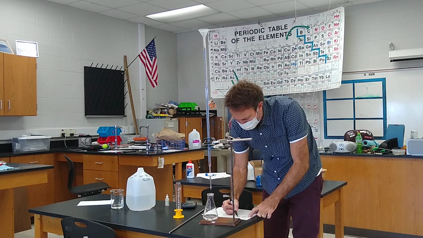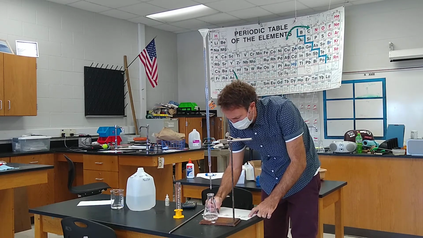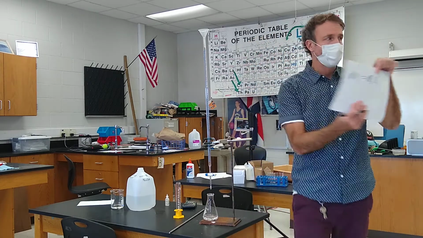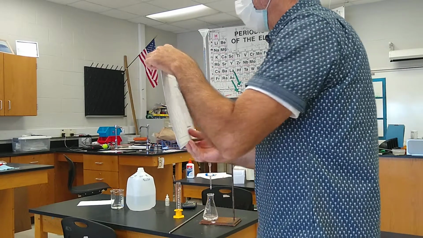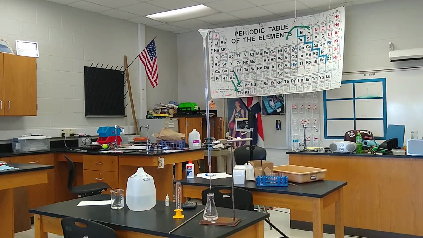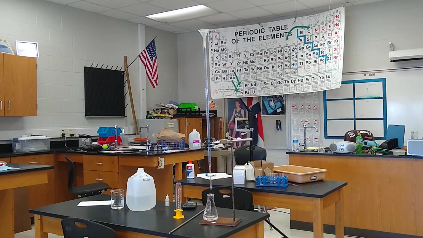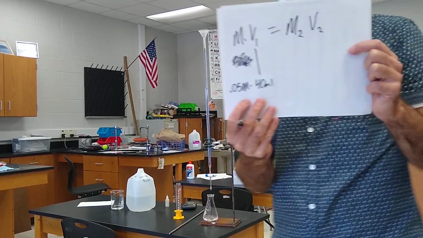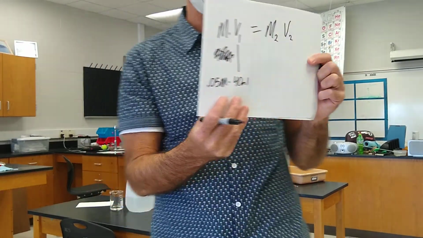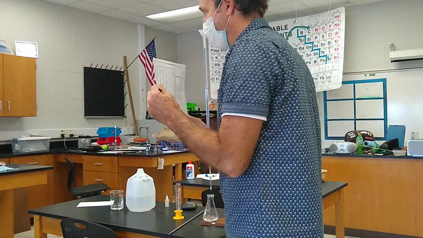M1V1 equals M2V2. All right? Here, everybody see this? People at home, you see this? Right? So for the sodium hydroxide, we have 40 milliliters, and the molarity is 0.05 molar. Okay? So we have 2 of our 4 variables already. We've got M1 and V1, right?